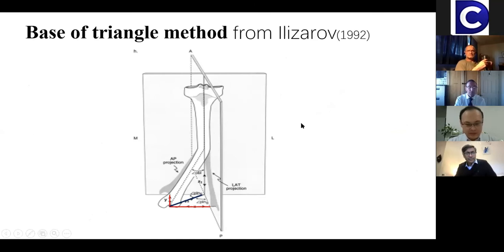This method requires the X-ray beams to be perpendicular to the bone. It's a very serious requirement like that, and not so easy for the common radiologist. And so it's not used very commonly.